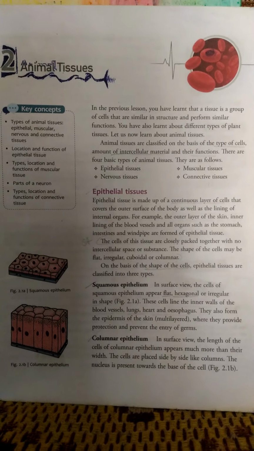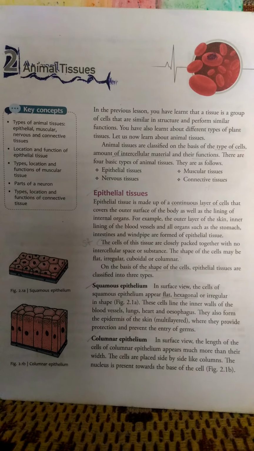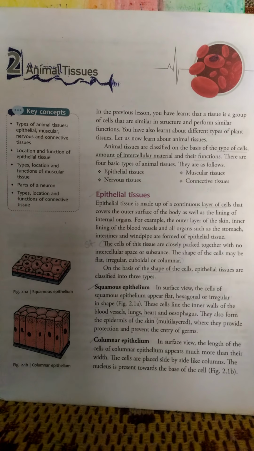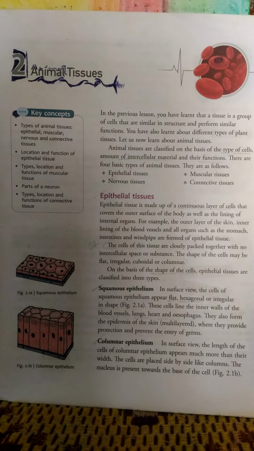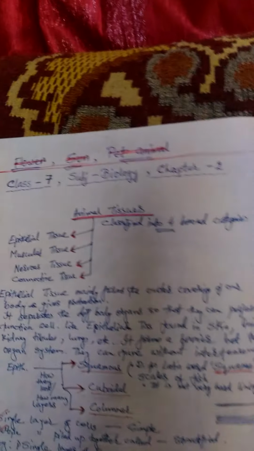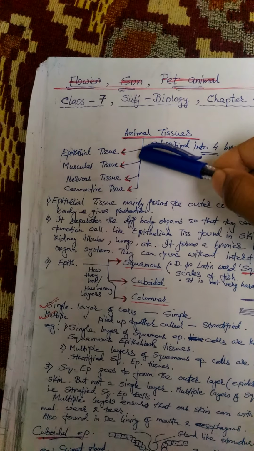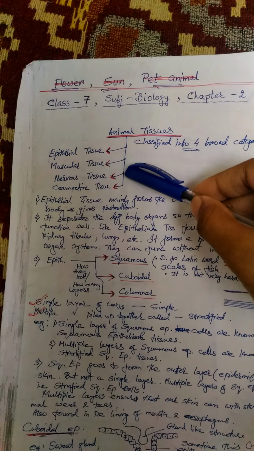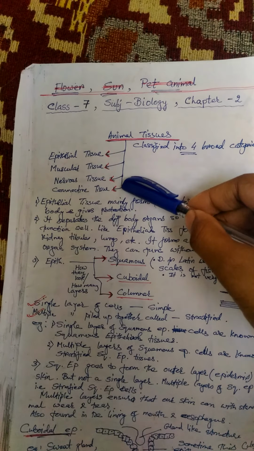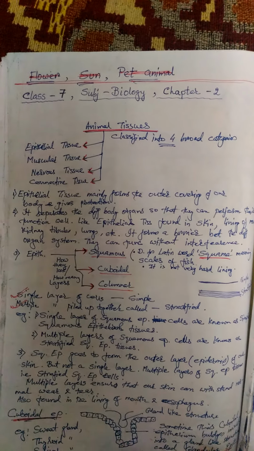See children, in animal, depending upon the types of cell alignments, then the intercellular spaces between them, and mainly the function, that means structurally and functionally, the animal tissues can be divided into 4 categories. As you can see here, one is the epithelial tissue, another is the muscular tissue, nervous tissue, and connective tissue. Okay, we will get into the details of each of these types of tissues.